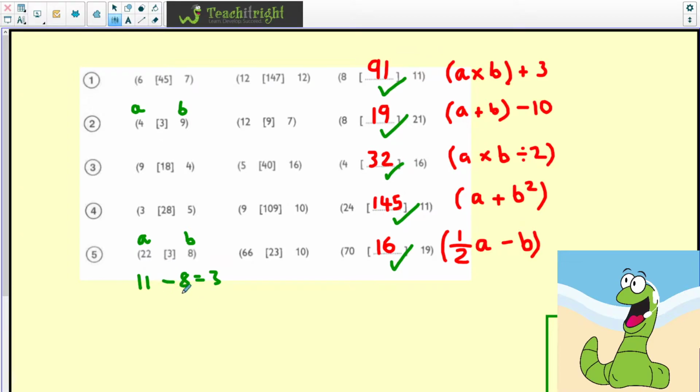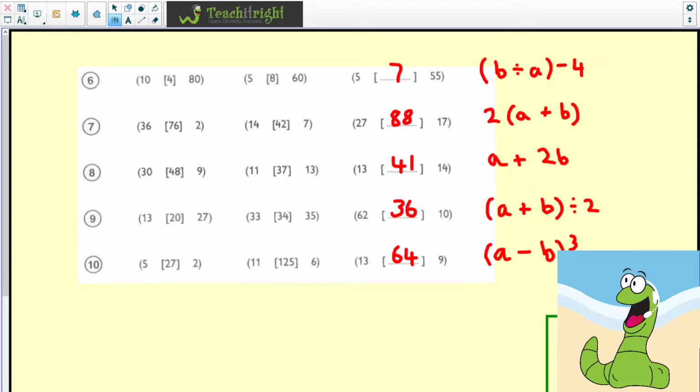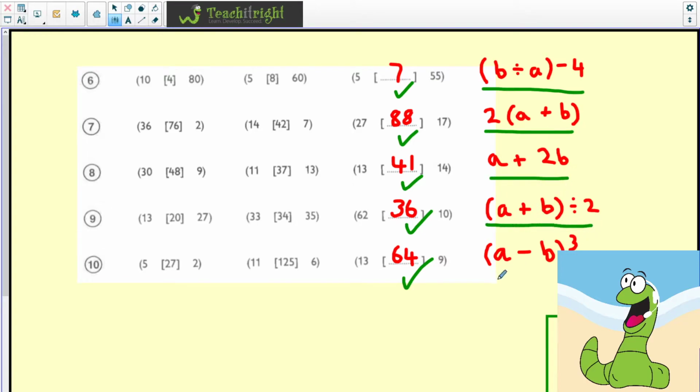And it is important then that you use subtraction or divide at some point. And the last ones, we've got 7, 88, 41, 36 and 64. And if you want to check the algebra on the side, you can, and that will give you an indication of how to arrive at the answer. But if any doubt, double check the algebra, label up the numbers either side of the number in brackets, and then you can work out what the answer was.